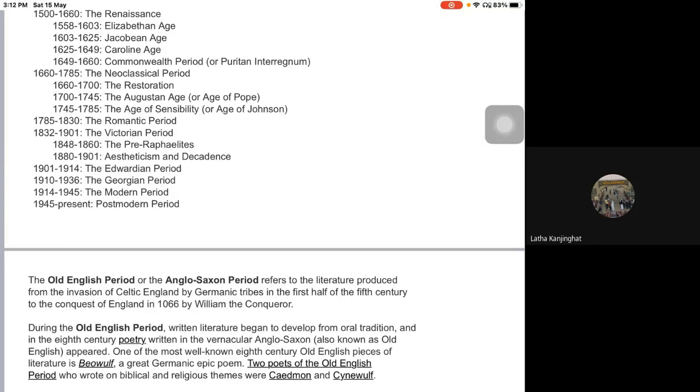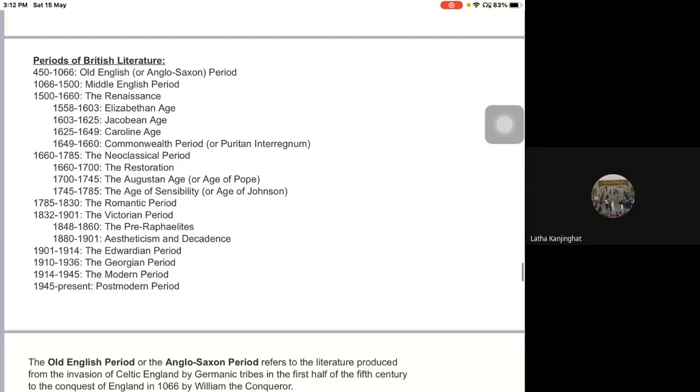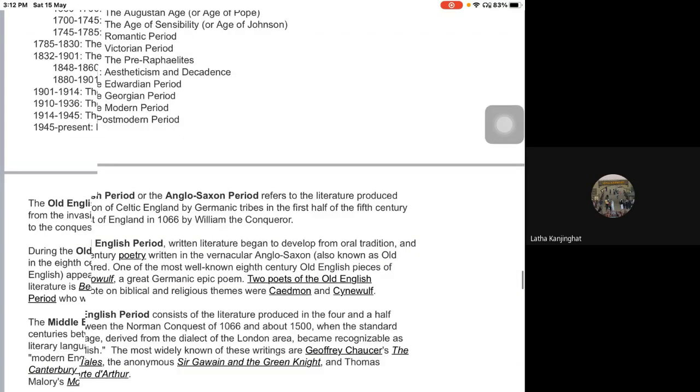So this gives you, in a nutshell, the different ages into which we have loosely divided literature. These are not watertight compartments. This is just divided so that it's easy for us to approach it. That's all. I'll give you more details about each period that we read.